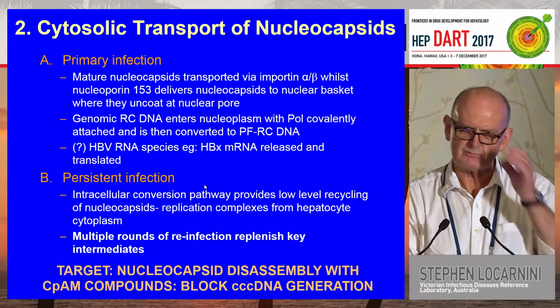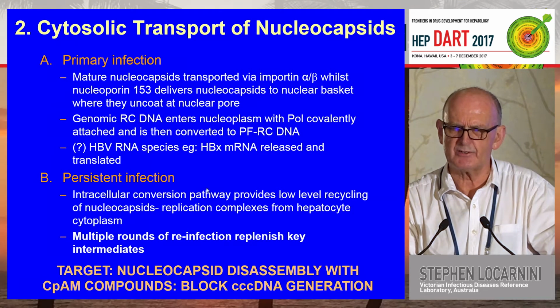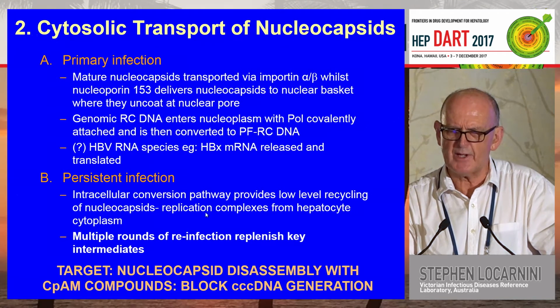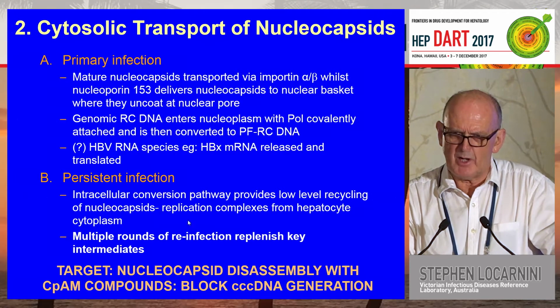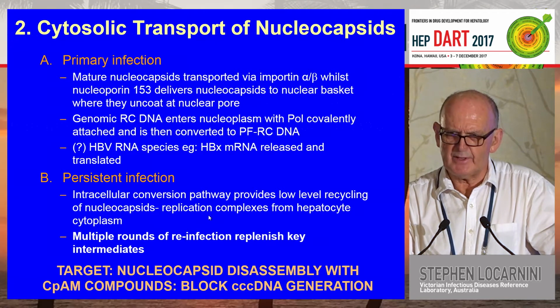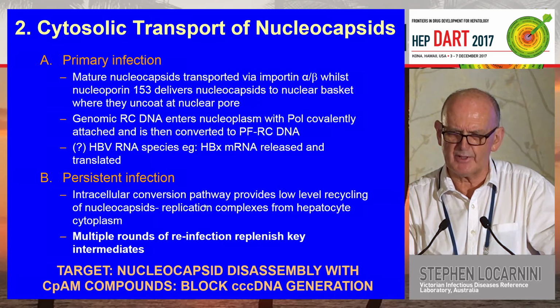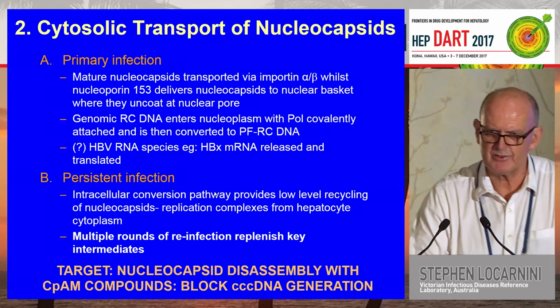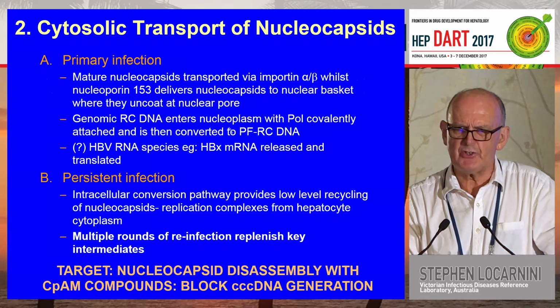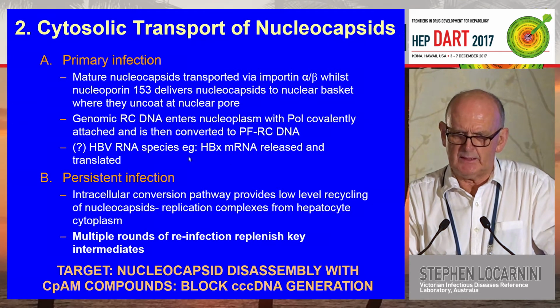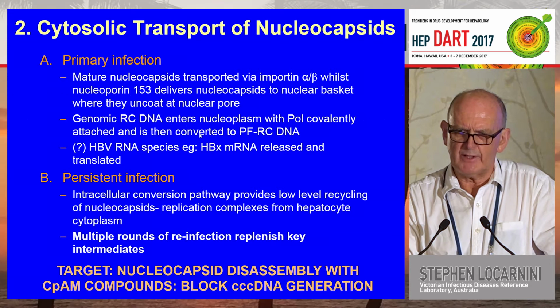nuclear pore. Genomic rcDNA enters the nucleoplasm, and at this stage the polymerase is covalently bound to the minus DNA strand and then is converted to protein-free rcDNA. HBV RNA species, presumably as we showed in that earlier cartoon from the Gilead group, this is where the mRNA might be released and translated in the cytoplasm to give an immediate early protein interaction. Now, this is an opportunity where core active compounds could block the nucleocapsid uncoating and release of the rcDNA.